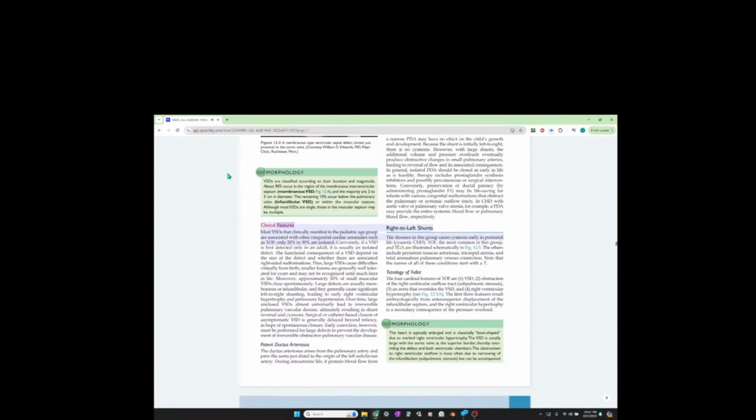Clinical features. Right to left shunts. Most congenital cardiac anomalies that clinically manifest in the pediatric age group are associated with cyanosis early in postnatal life, such as TOF. Only 20% to 30% are isolated.